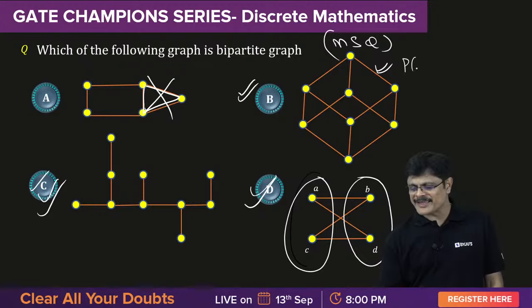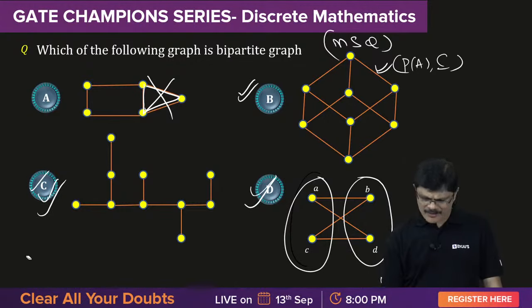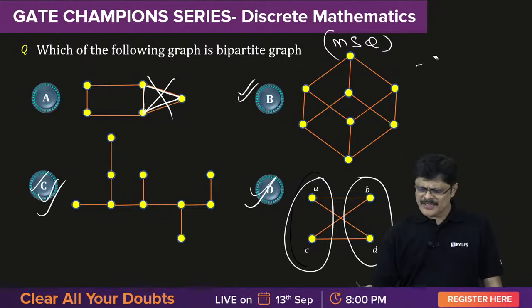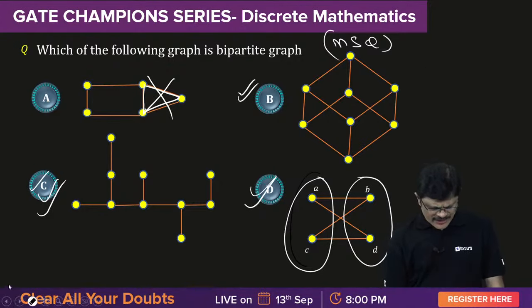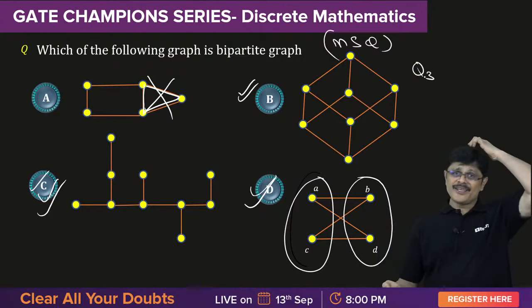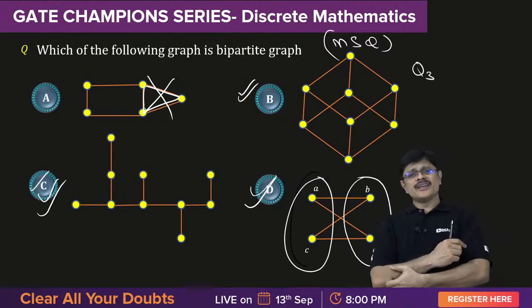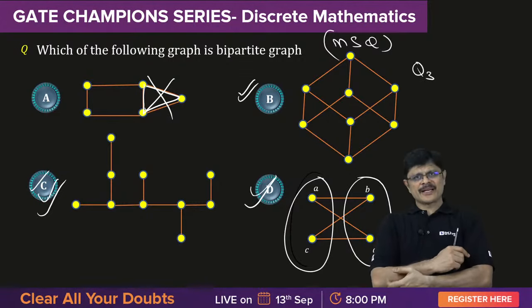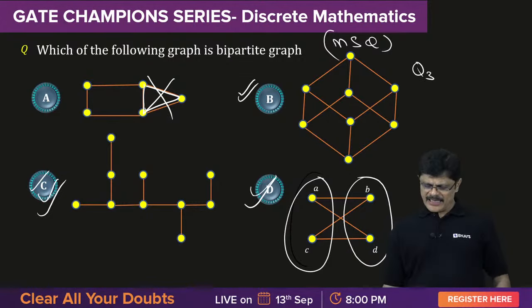Power set of A with 3 elements with the subset relation. Obviously here it is a bipartite graph, my dear friends. It is actually Q3. Q3, the n-cube Qn, is bipartite. Because of that, it is bipartite. And this one, we can easily separate into 2 parts.